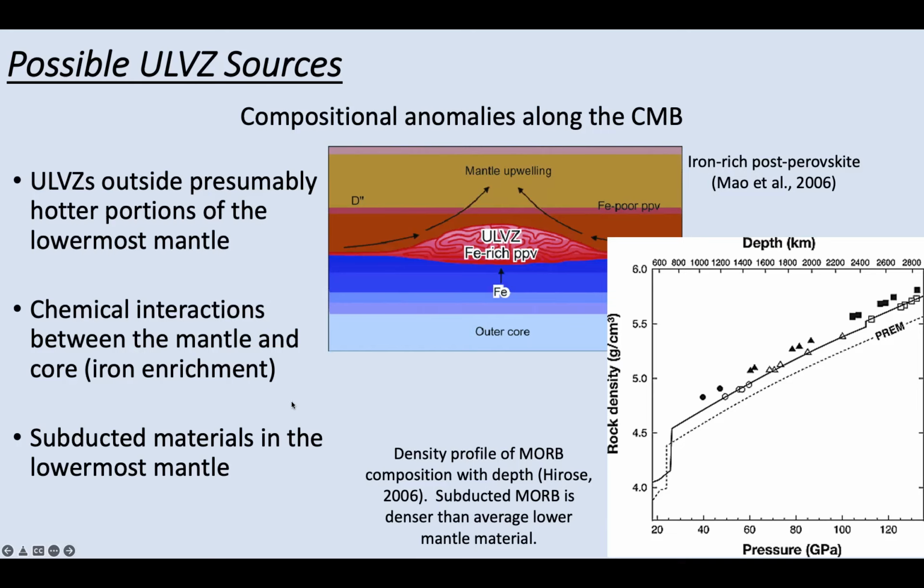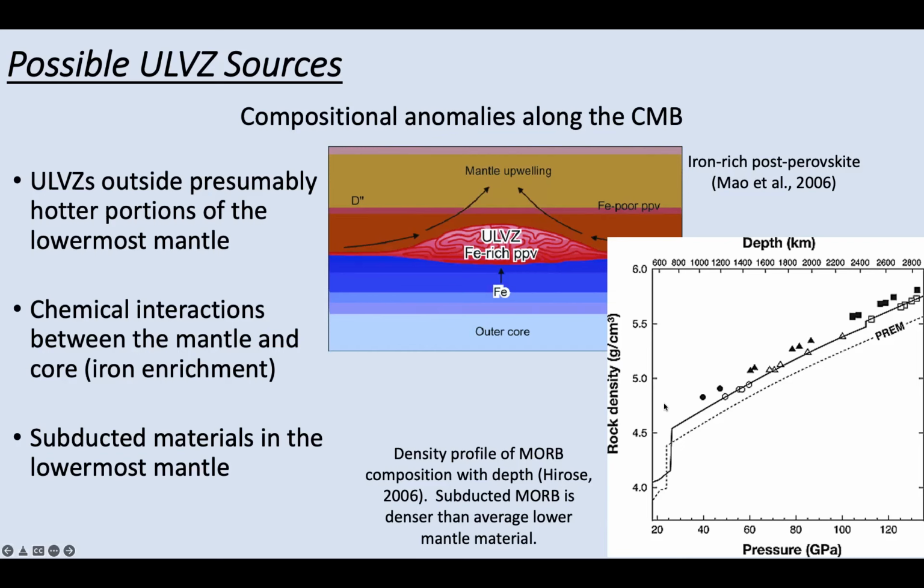Another possible source of compositional heterogeneity along the CMB, which again may contribute to ULVZs, are subducted materials. So if those subducted materials, including MORB, mid-ocean ridge basalts, oceanic sediments, and so forth, actually reach the lowermost mantle, it's expected that these would stand out as compositional anomalies.